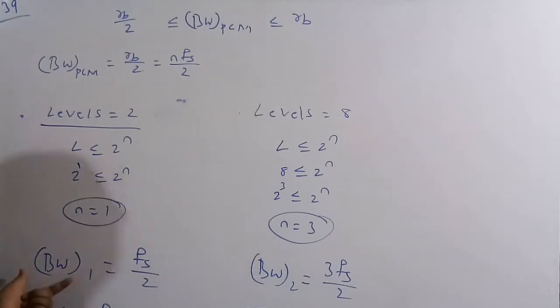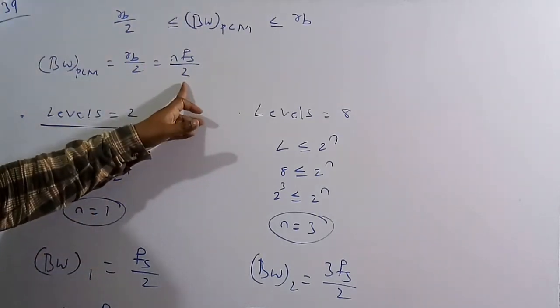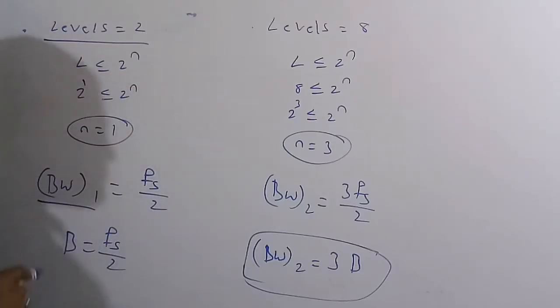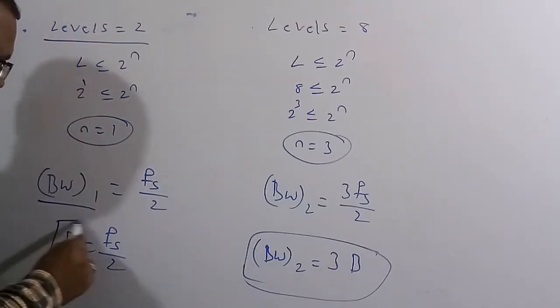So therefore here the bandwidth is equal to n into fs by 2. So n is equal to 1, so 1 into fs by 2. In the question they also given that the bandwidth for the first case is b. So therefore b is equal to fs by 2.